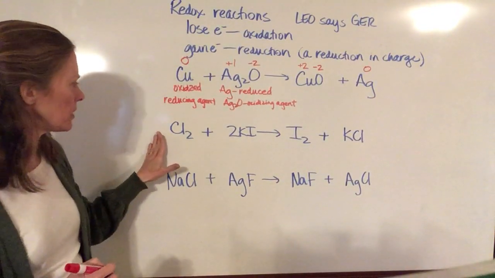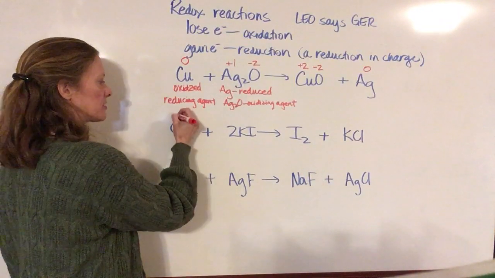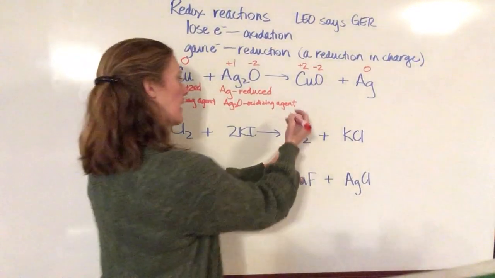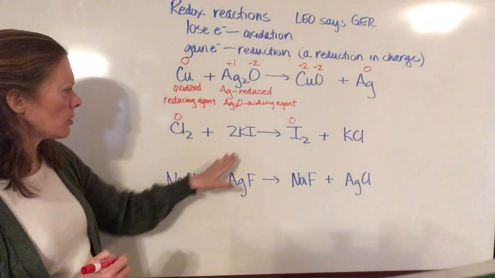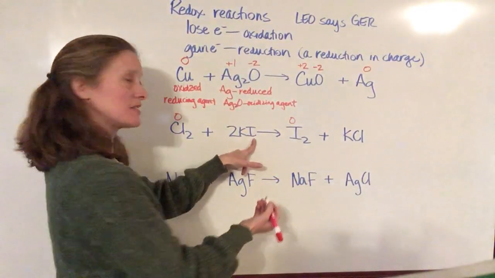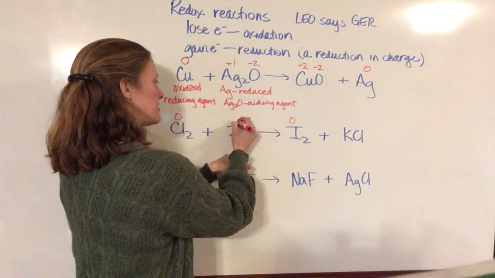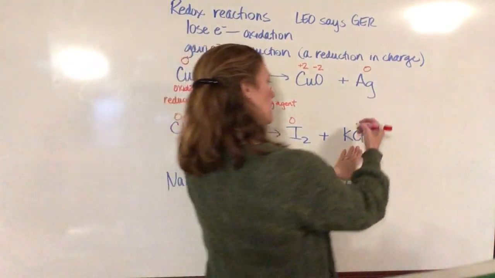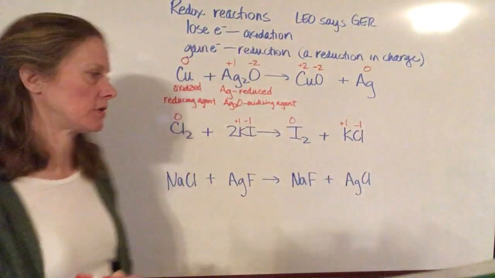All right, let's look at the next one here. Cl2, the chlorine is not combined with any other elements, so it's going to have an oxidation state of 0, and that's going to be the same thing over here for the iodine. It's going to have an oxidation state of 0 also. So when I look at this, I have KI. Well, this is a 7A element, usually has a -1 charge. The potassium is going to have a +1. And then over here, the KCl, the chlorine will have a -1, and the potassium will have a +1.